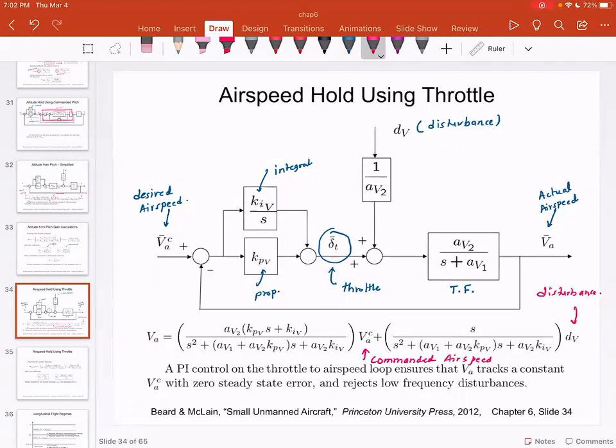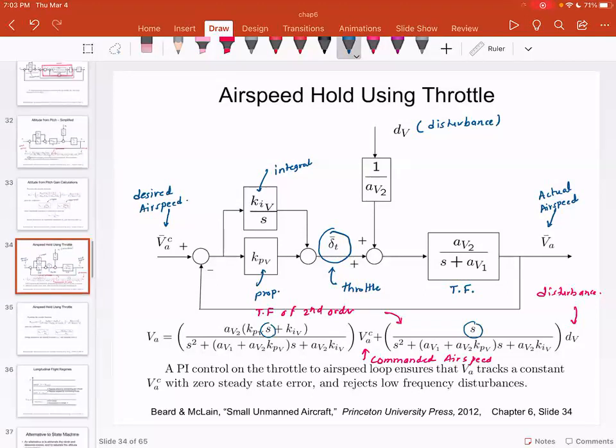And once again, I want you to look at these equations. Believe it or not, this is again sort of a transfer function of a second order system. And this is also sort of a transfer function of a second order system, but you have a zero. That means you have an S present in the numerator. And since it has a zero, it rejects the low frequency disturbances, and then you will be able to ensure a constant airspeed.